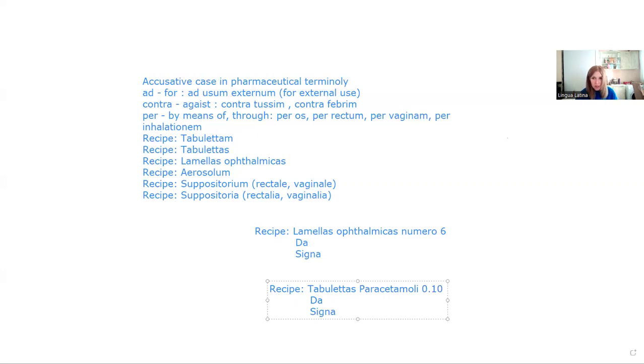That's it. This is about accusative case in pharmaceutical terminology. Well, let's deal with ablative case examples. When we speak about ablative case, we should mention ablative case prepositions.